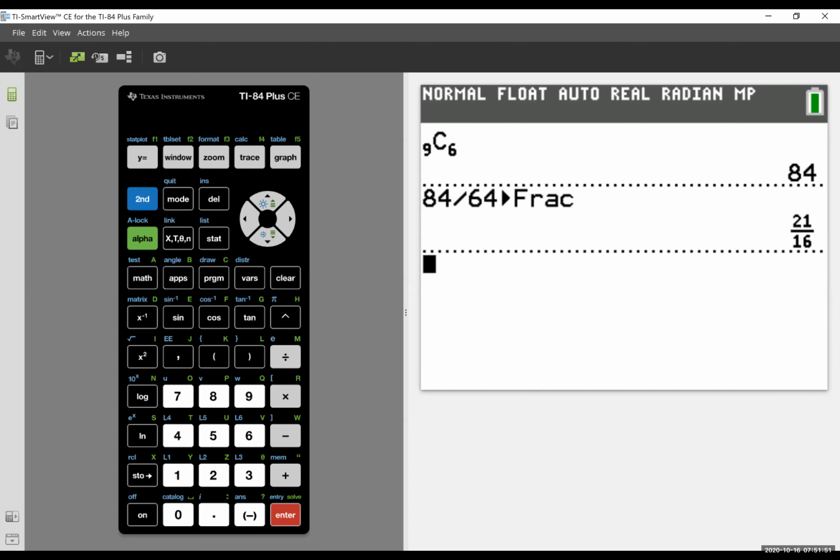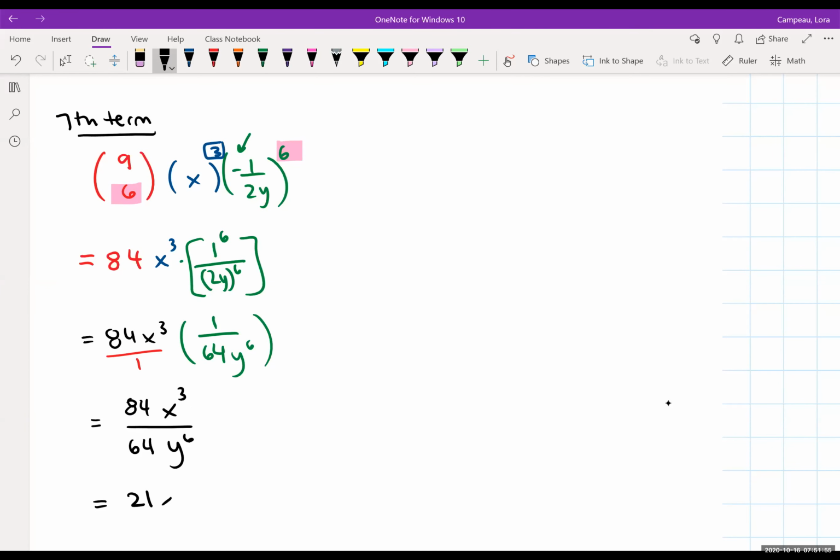So we go back. We have 21 x cubed over 16 y to the 6th. And that is the value of our 7th term without having to expand out the entire binomial. So practice these a little bit more. Recognize the pattern, then you don't really have to memorize any specific formula. You just keep the binomial theorem in mind, and you will do just fine. I think we have another example to go. I will see you then.